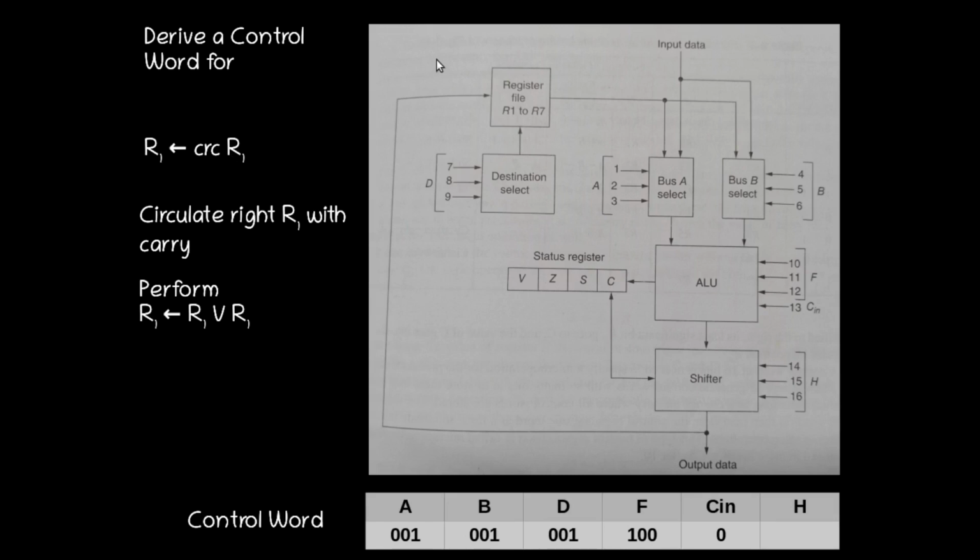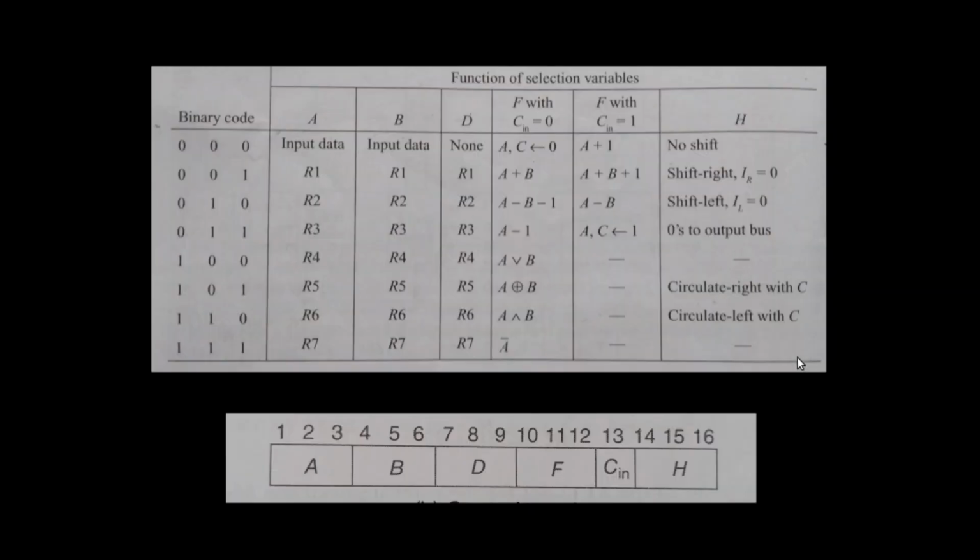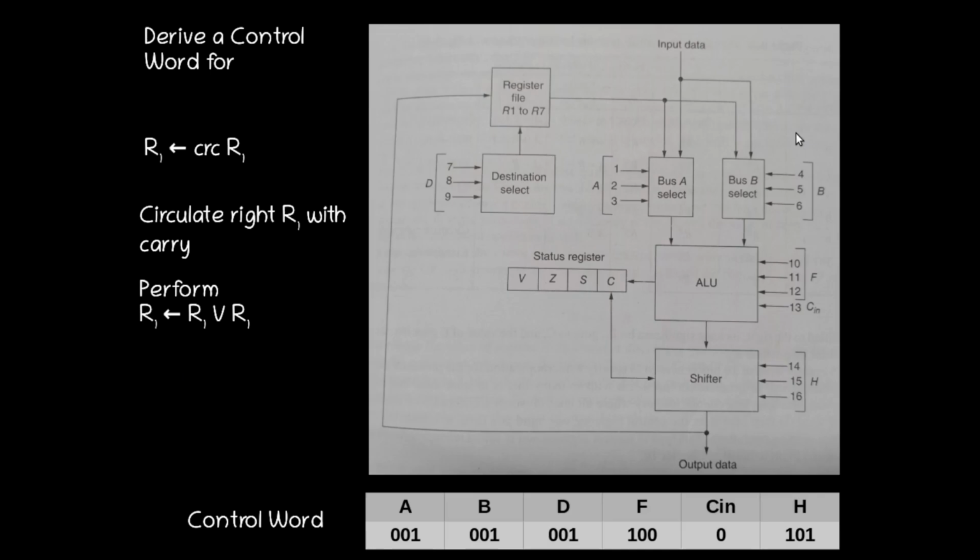Then next is circulate right R1 with carry. Now the R1 register is available as input to the shifter. So what we have to give to the H input? For circulate right with carry, the corresponding value is 101 to be given to the H input. So 101. This is the control word.